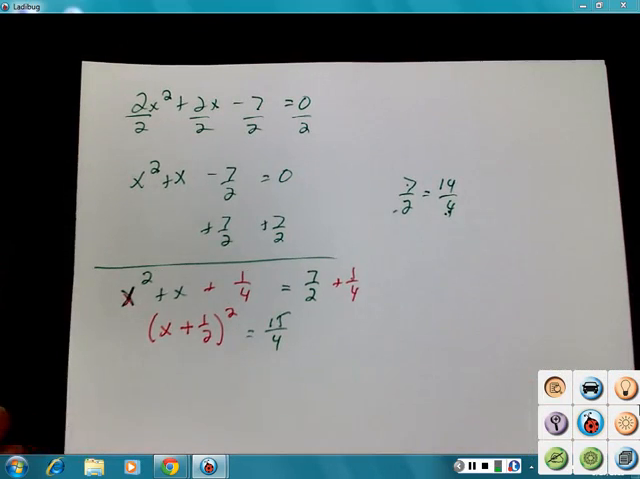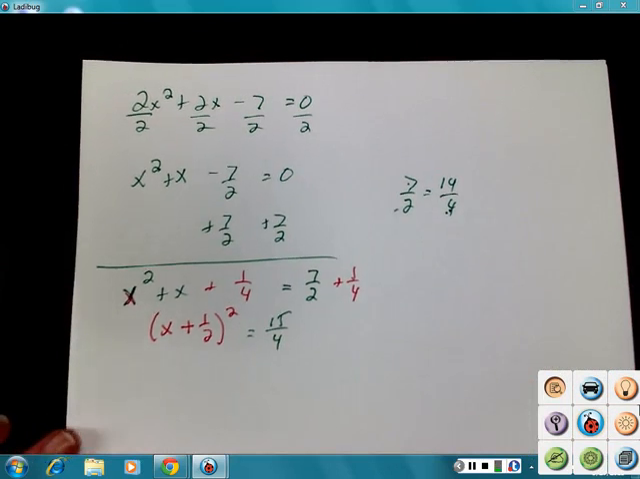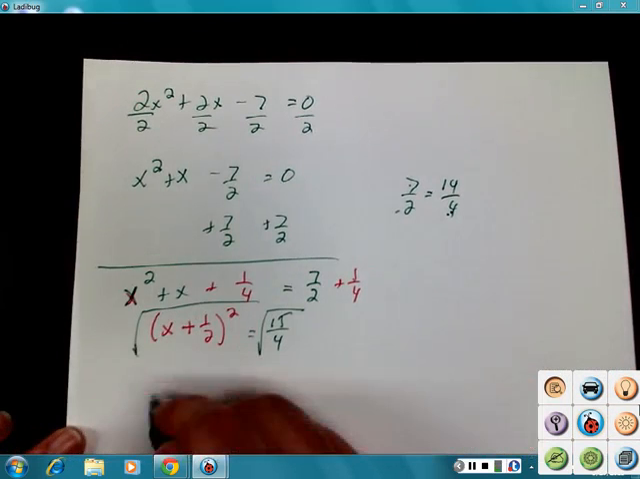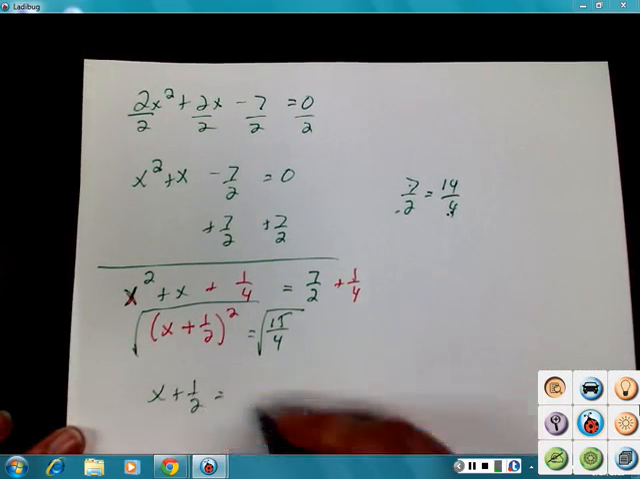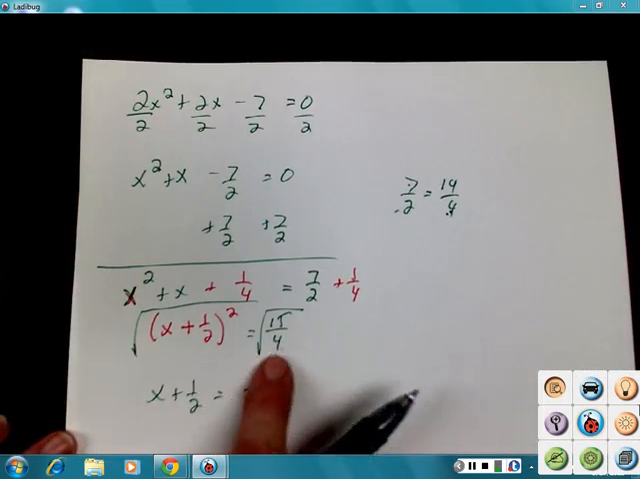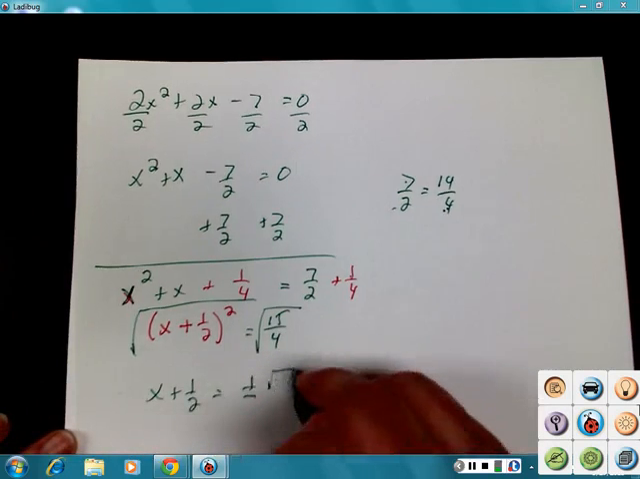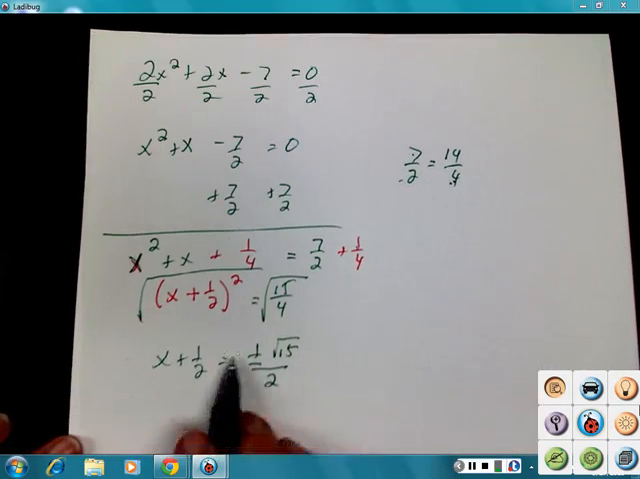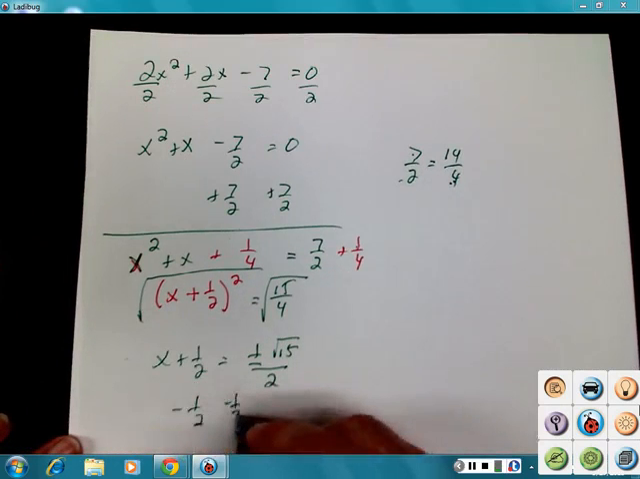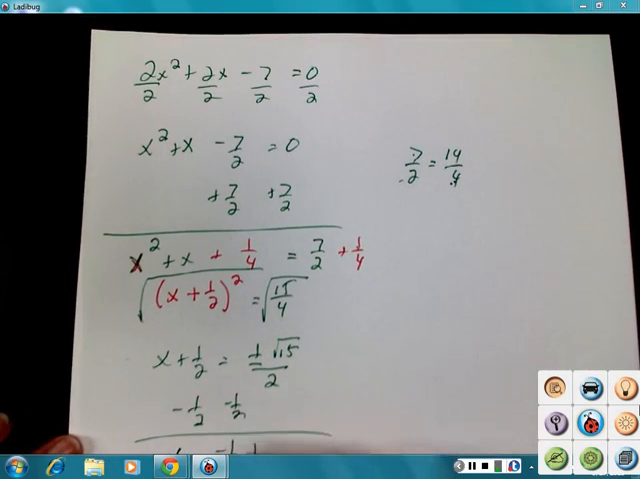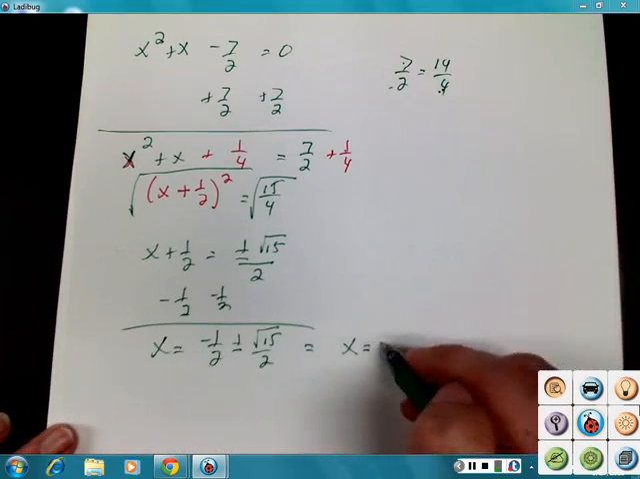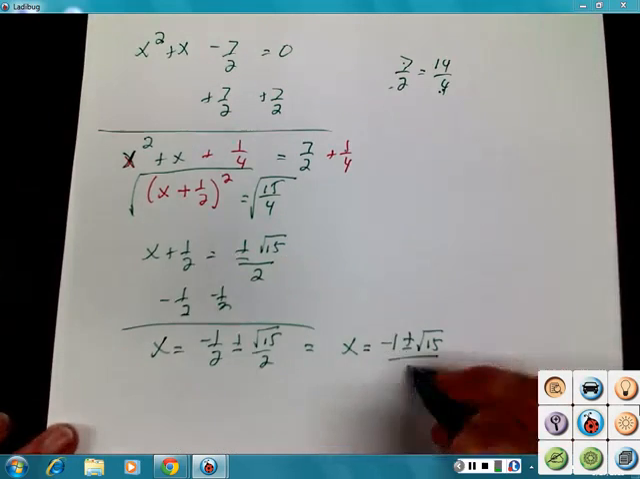Okay? Because this one ends up being the more complicated one. Then if we take the square root of each side, that leaves me with x plus 1/2 is equal to a plus or minus, and when you get this, this is 4 again. It's still going to be 4, regardless of what you do. So it's really the square root of 15 over 2. And subtract a 1/2 from both sides. And I find x is equal to a negative 1/2 plus or minus the square root of 15 over 2.